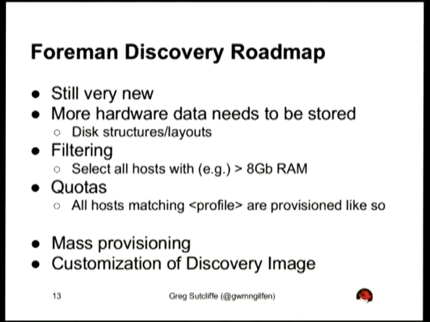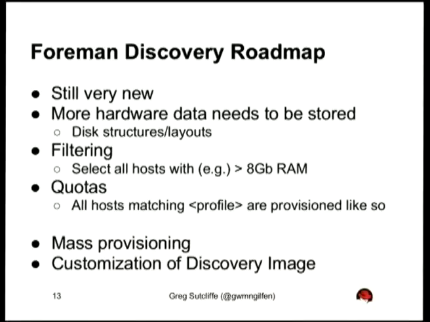We want to add filtering. So again, if you're familiar, you can search for hosts in Foreman. So we'd like to add the same kind of search functionality. So you can say, show me all the hosts that have got more than 500 gig disk or more than 24 cores or something. So that needs to be in there.